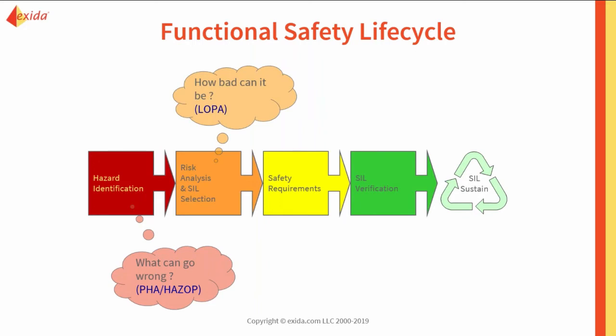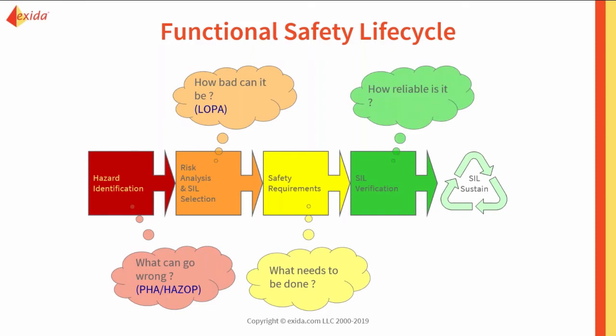After we figure out what can go wrong, we want to know, well, if that goes wrong, how bad will it be? And that's where the layer of protection analysis, or LOPA, comes into play. We then look at, well, to protect against that, what needs to be done? And we look at all safety requirements that need to be met for that SIF. And then we think, well, if those pieces of equipment are put into place to protect against that hazard, against that bad thing happening, is it actually going to do its job? How reliable really is it?